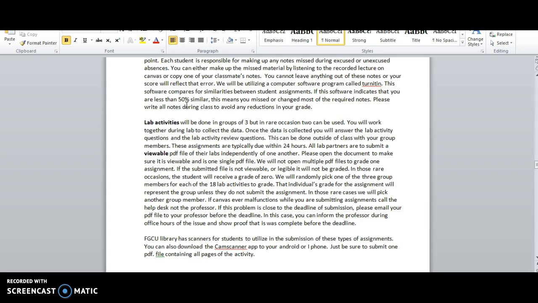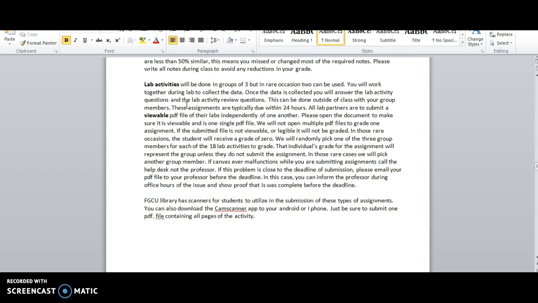If you are too lazy to walk to the library, or you are handicapped, then just download an app for your phone. It is called Cam Scanner, and it talks about it at the bottom of this paragraph. Cam Scanner app can be downloaded to your Android or your iPhone. Please do not submit multiple files. Submit one viewable file. If we cannot see the answers, if it is blurry, we will not grade it and you will receive a zero.